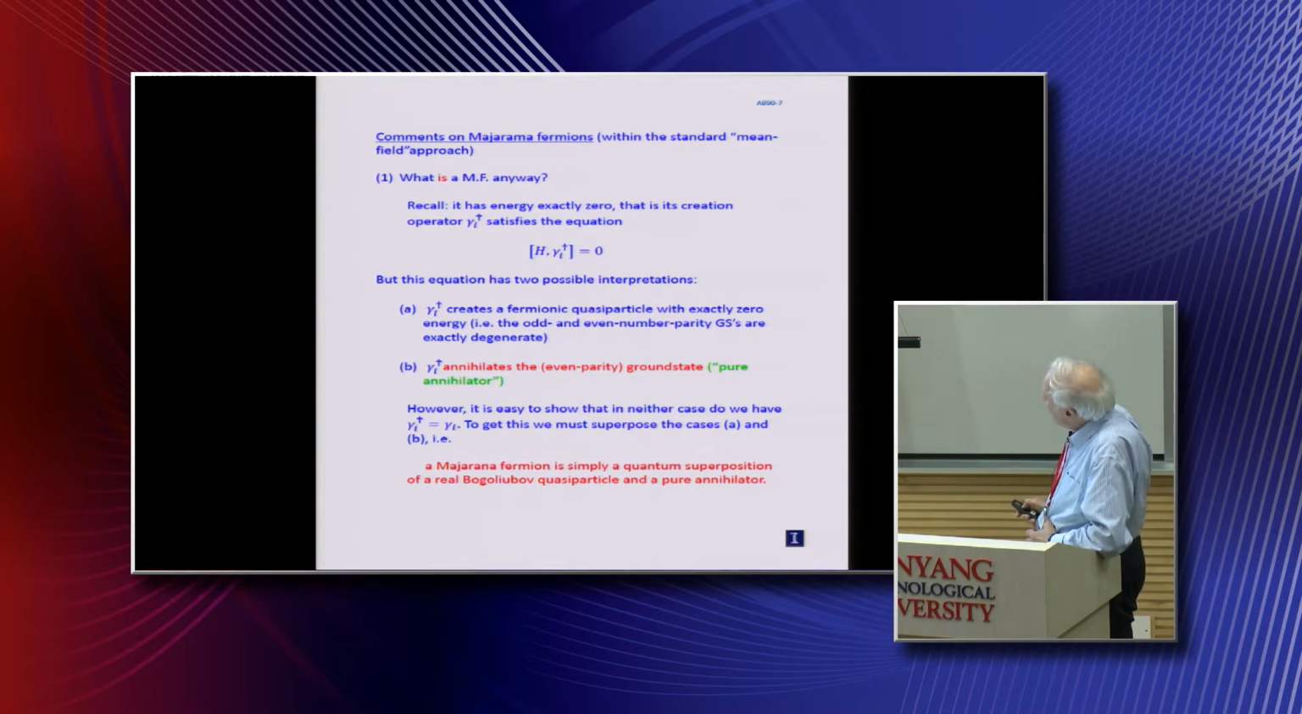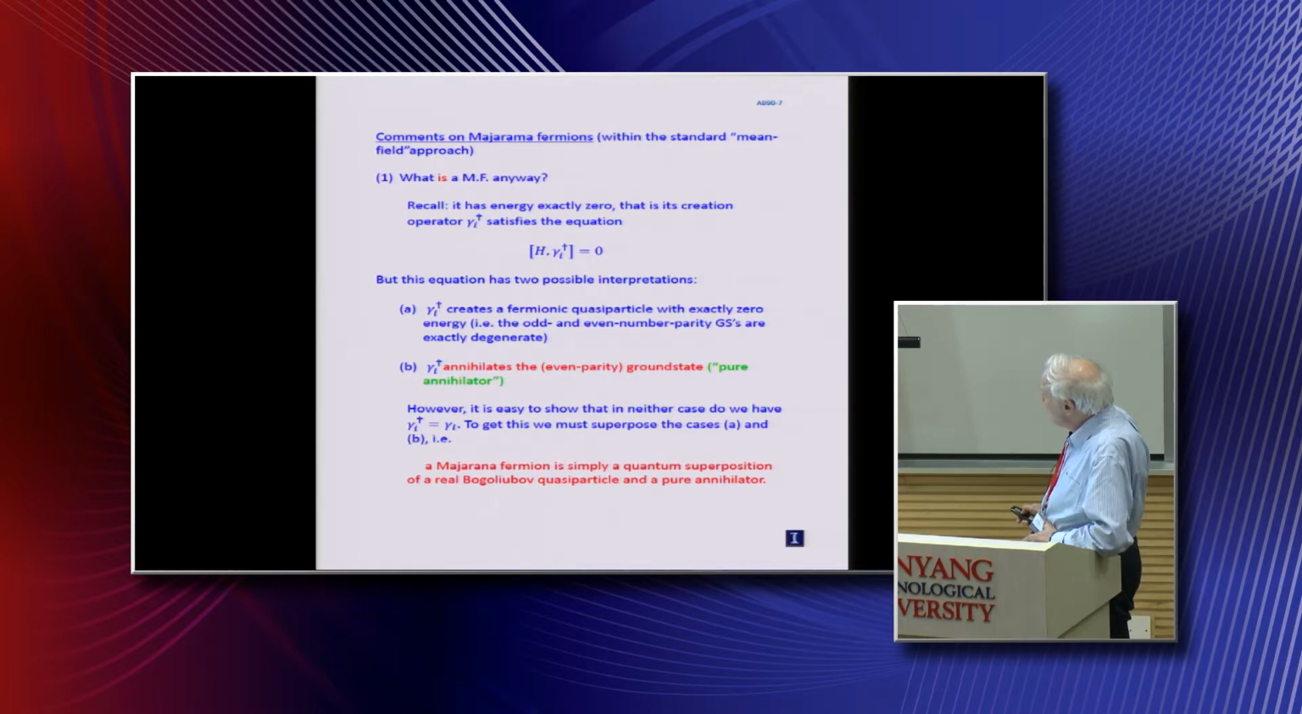First of all, gamma dagger i creates a fermionic quasi-particle with exactly zero energy. If that's the case, then what that means is that the odd number parity ground state is exactly degenerate with the even number parity one. And that's in some sense the point which has been mostly focused on in the literature. On the other hand, there is a trivial alternative interpretation of this statement, namely that the operator gamma dagger i simply annihilates the even parity ground state. In other words, it's what I call a pure annihilator.